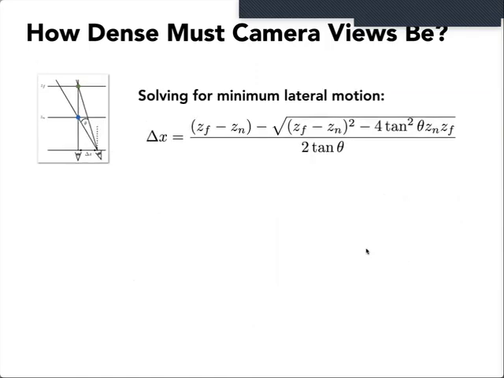So how can we analyze this? You can solve for delta x as a function of theta, z sub n, and z sub f. I left the algebra and geometry out here, but you can take my word for it, or try to derive it yourself, that this is a formula for delta x given this setup. And so you can just plug it in.